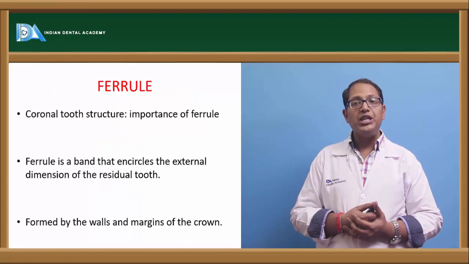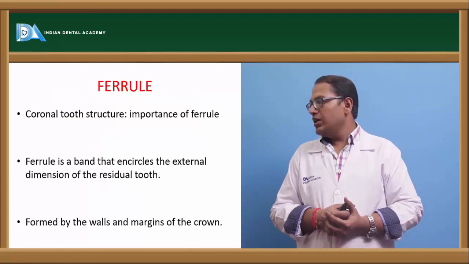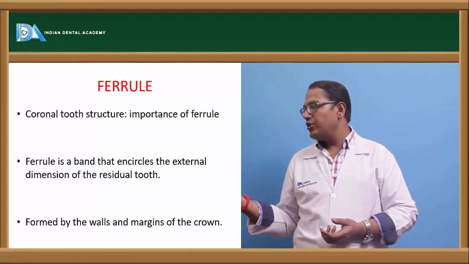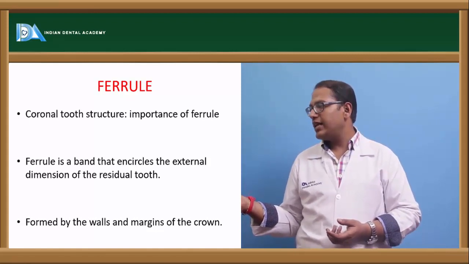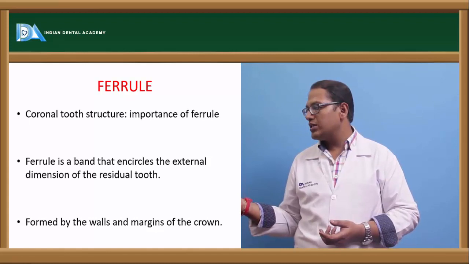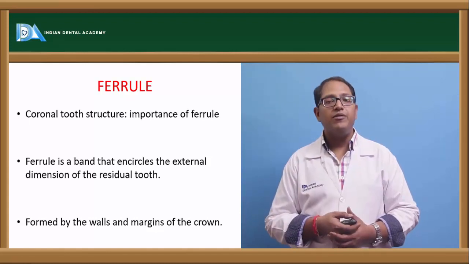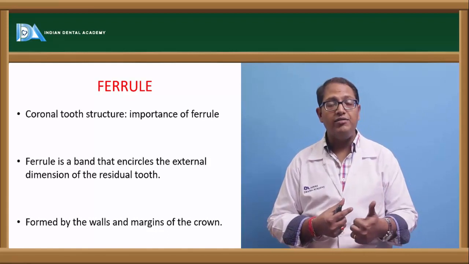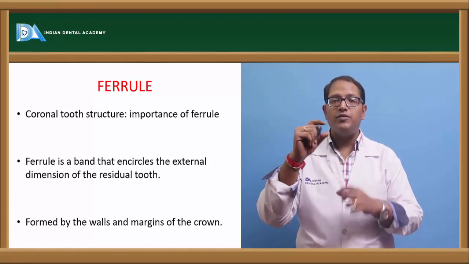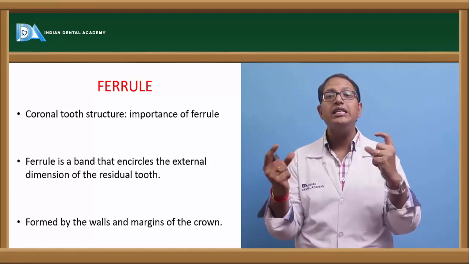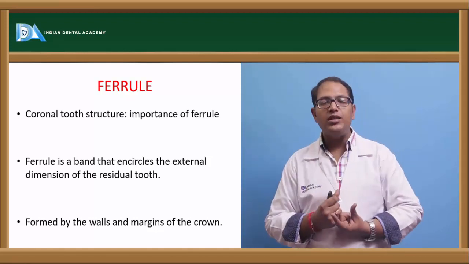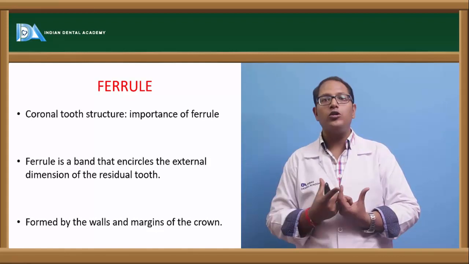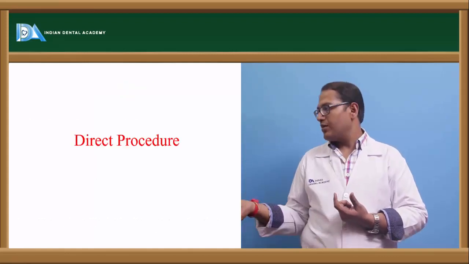Now coming to the ferrule which I was speaking about. The ferrule is a band that encircles the external dimension of the residual coronal tooth structure, formed by the walls and margins of the crown. It can be formed by the margins of the crown, which have to have a sufficient amount of natural tooth structure present, at least 2 mm of natural tooth structure in the core, and then you can build a core with any other material.